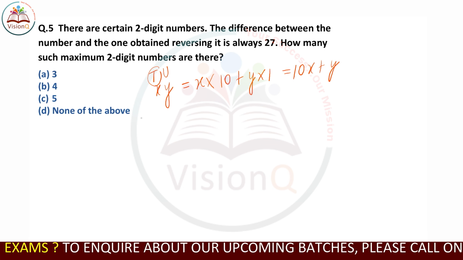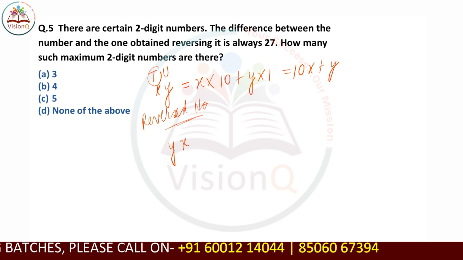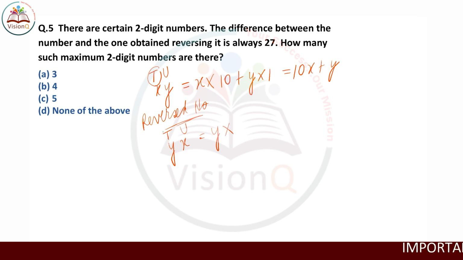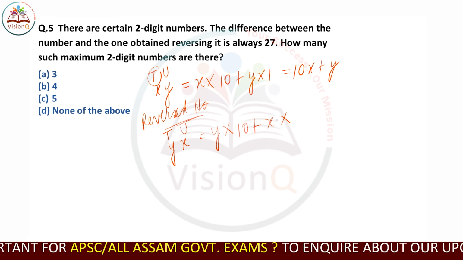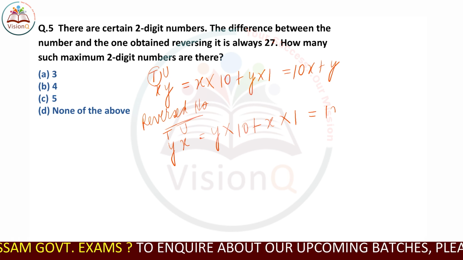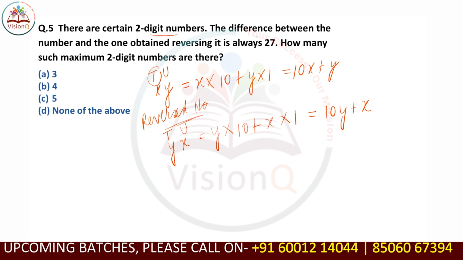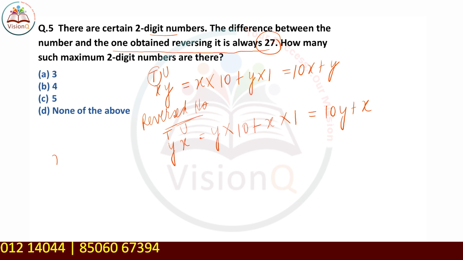Now if I reverse this number, the reverse number becomes what? yx, where x becomes the digit in the units place and y is the digit in the tens place. So y into its position, okay, y is in tens place now, so y into 10 plus the next digit is x, so x multiplied by its position. X is in ones place, so x into 1. So the number is now what? 10y plus x. There are certain 2-digit numbers, the difference between the number and the one obtained reversing it is always 27. That is, the number minus the reverse number is 27.